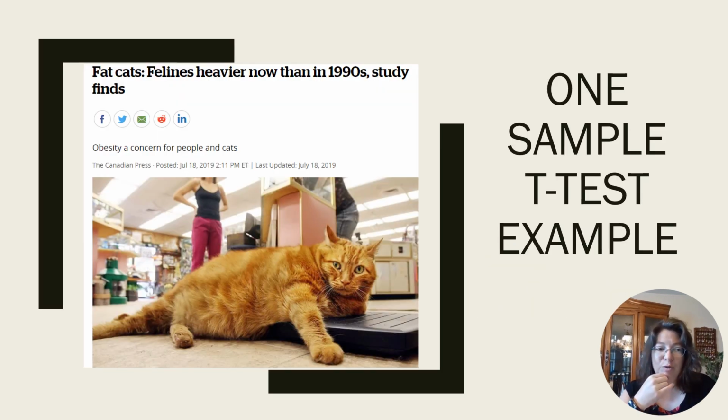Here's an example for you. For instance, we can look at the weight of cats. One study found that cats now are heavier than in the 1990s. So what they did was they looked at a sample of cats right now, from the 2020s, 2019 this study is, and they compared it to what was known about the average weight of cats in the 1990s. And they found that cats now are fatter than they were 40 years ago.